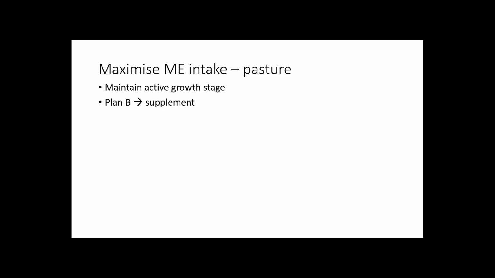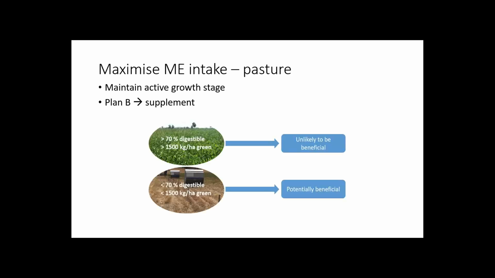So how do we maximize energy intake on pasture? The most effective way is to manage your pastures in the active growth stage and pray for it to keep raining. But plan B is to supplement. But this is only necessary if your feed is not of high enough quality. If we provide supplements on a high quality feed, it will result in substitution, where the lambs will reduce their pasture intake to allow for the supplement intake. Remember, they can only eat 3.5% to 4% of their live weight.